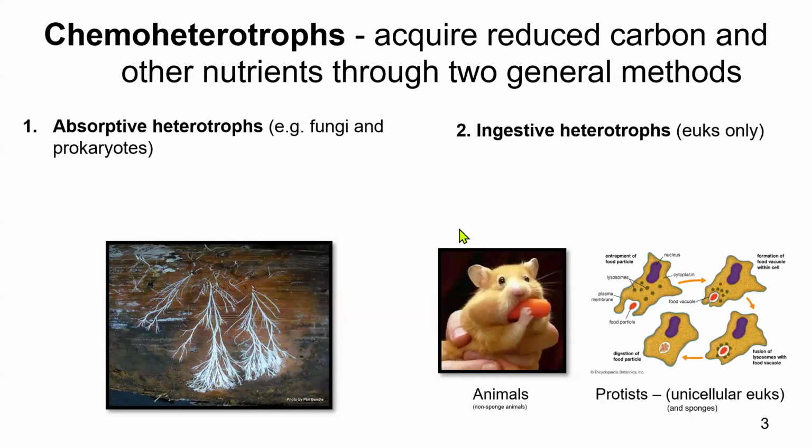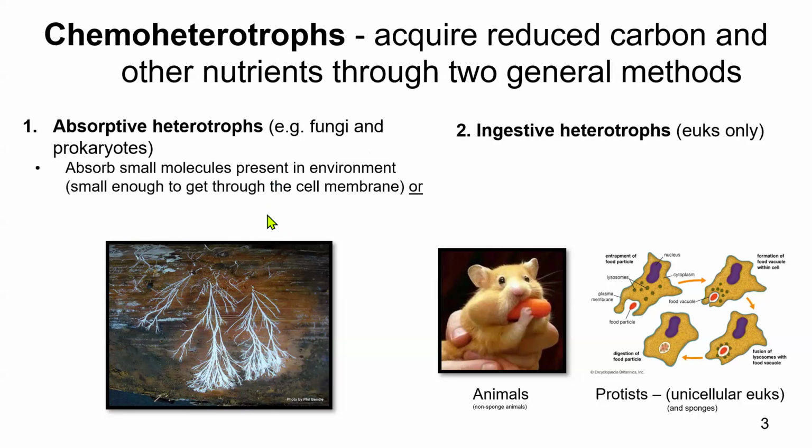So chemoheterotrophs in general can be broken down in a lot of different ways, but one way they can be broken down is by how they acquire nutrients, as absorptive heterotrophs versus ingestive heterotrophs. Absorptive heterotrophs include examples like fungi and the prokaryotes. Remember, prokaryotes are things like bacteria and archaea, and those can absorb small molecules that are present from the environment and then move them across cell membranes into the interior of the cell, because they're really small molecules.